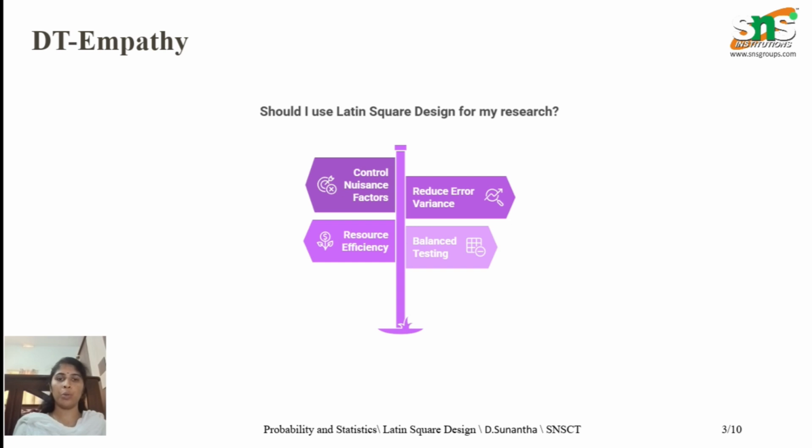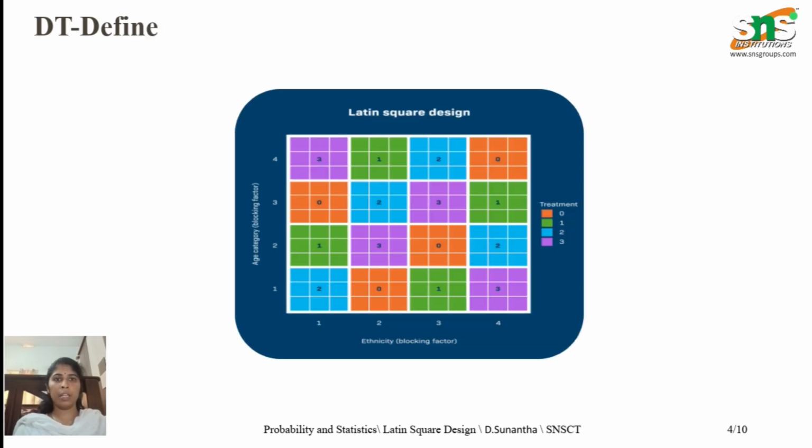So we cannot use the one-way method or the two-way method, and we are supposed to use the randomized block design method. The defined path is that we are going to compare the treatments. We control two nuisance factors and reduce experimental error, which is what we are going to do in this Latin square design method.